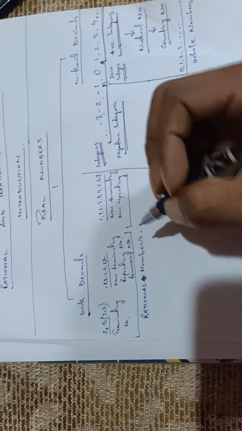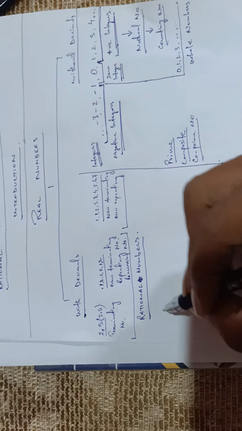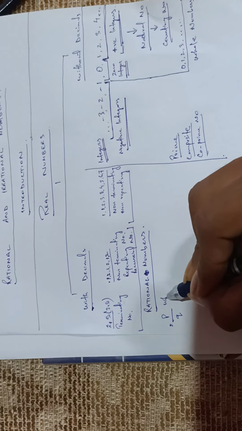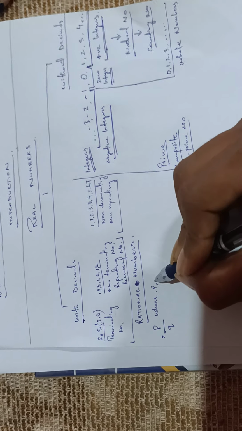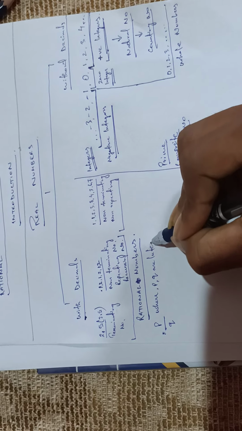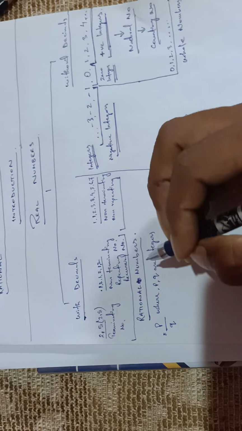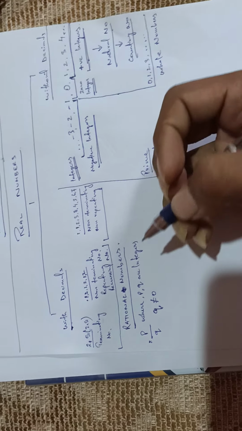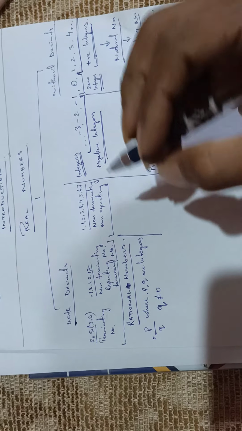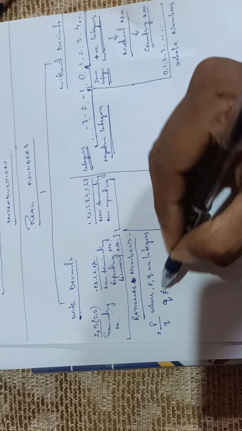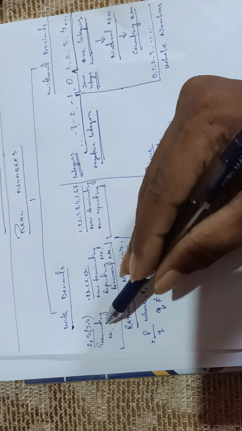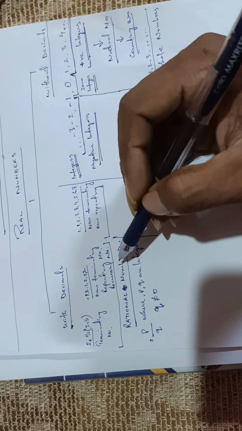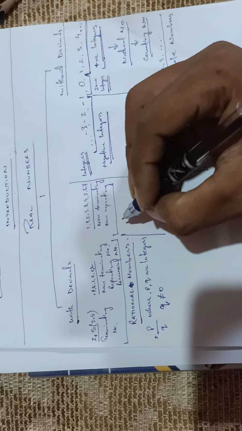Rational numbers are denoted by p by q, where p and q are integers, in which q is not equal to 0. As we have seen, the rational numbers are accompanied with terminating numbers and non-terminating repeating numbers, also known as recurring numbers. And again, irrational numbers.